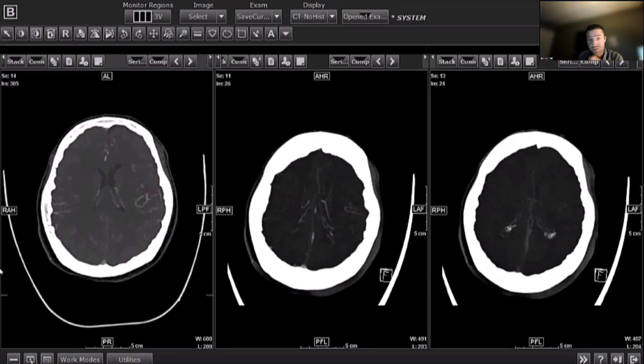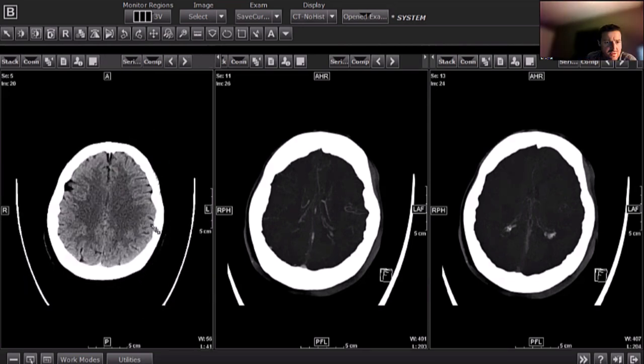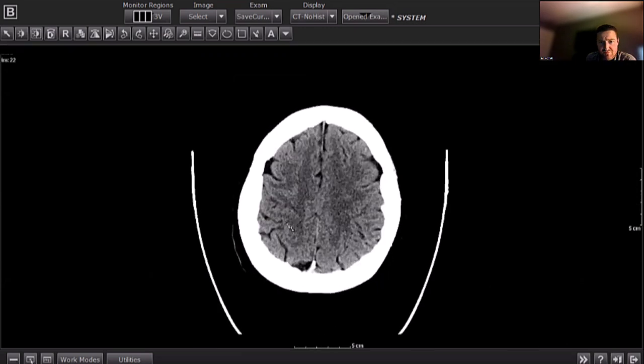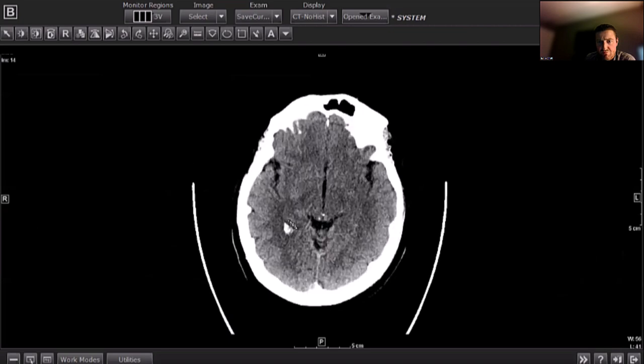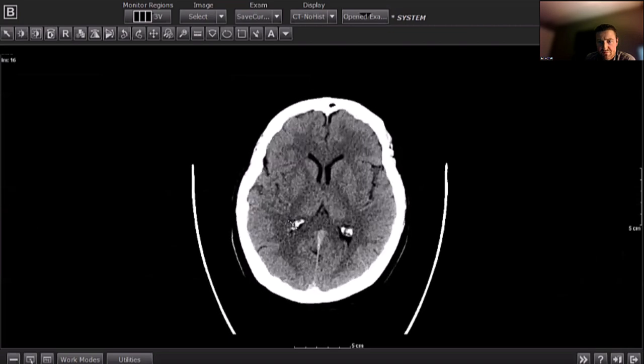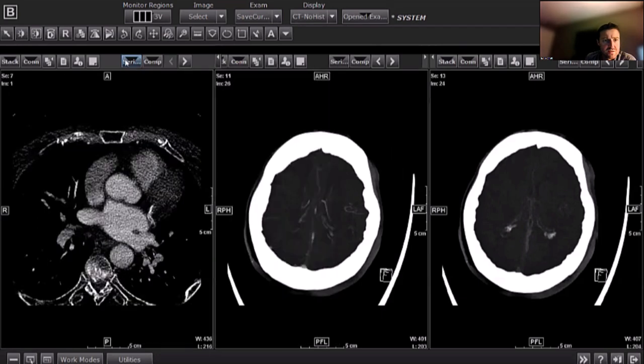All right, so this patient presented with right hemiparesis. See the unenhanced CT head. Nothing gross. So ASPECTS of 10 on our CTA.